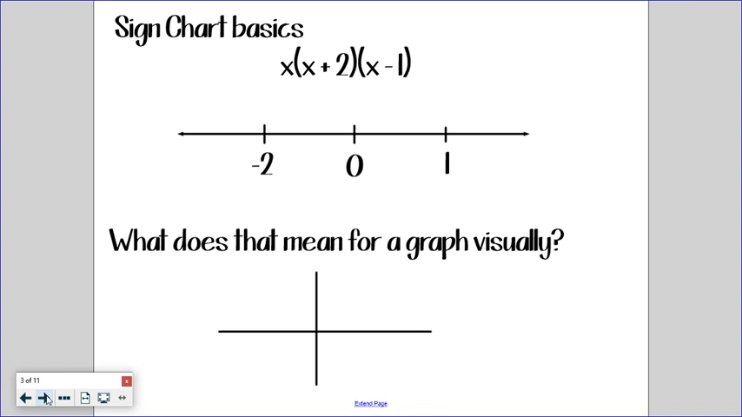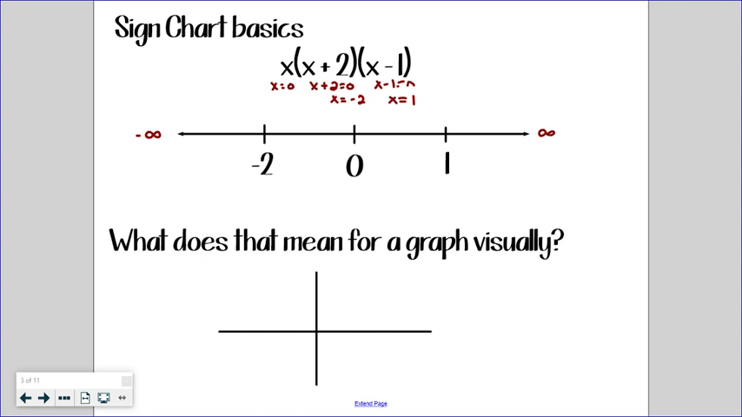Okay, today we're going to utilize what's called a sign chart. So here are your sign chart basics. One of the things you'll do is find the zeros of the function. So remember, factor, set anything equal to 0 that has an x. So x equals 0, x plus 2 equals 0, x minus 1 equals 0. And you put each of those zeros along a number line that starts at negative infinity and goes up to infinity in numerical order. So we have 0, negative 2, and 1 all on our sign chart.